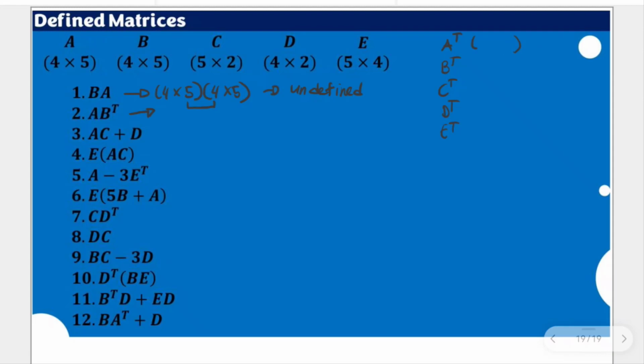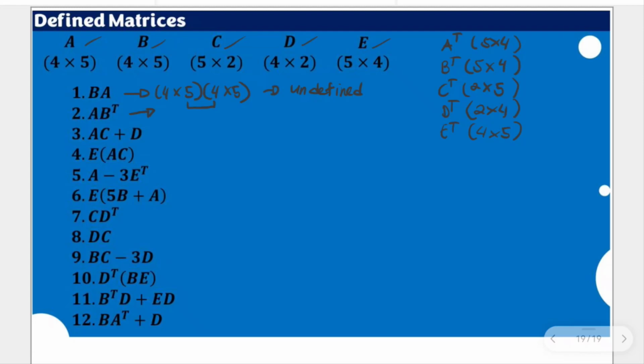So instead of A being 4 by 5, your transpose of A is 5 by 4. For the transpose of B, your B is 4 by 5, so you also get 5 by 4. For your transpose of C, your C is 5 by 2, so its transpose is 2 by 5. For D, you have 4 by 2, and its transpose is 2 by 4. And finally, for your E, which is 5 by 4, its transpose is 4 by 5. So we have these transposes here.